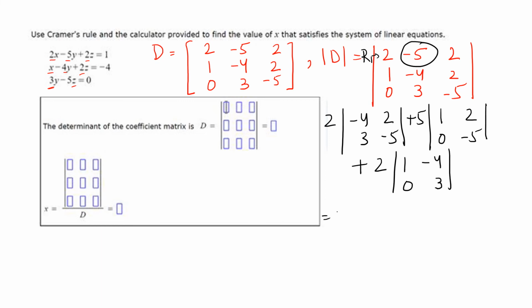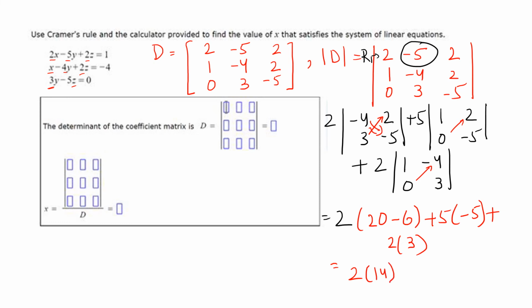So let's simplify. 2 times, now apply the diagonal rule. First you apply the primary diagonal, then you subtract the product of the secondary diagonal. So this is 20 minus 6, plus 5 times negative 5. This one is already 0, so these two will vanish. Plus 2 times 3. So this is 2 times 14 minus 25 plus 6. When you simplify, this is 28 minus 25 plus 6, which is 9. So the determinant D here will be 9.